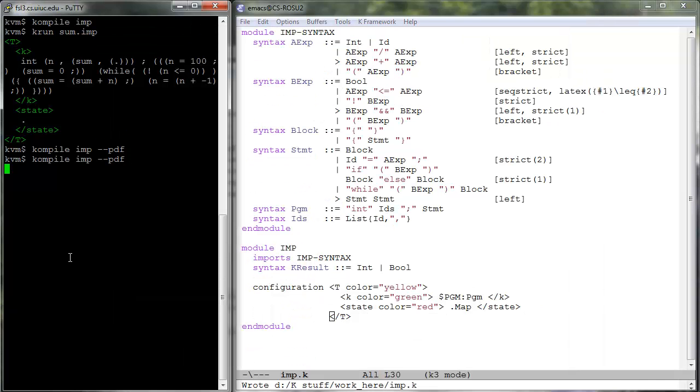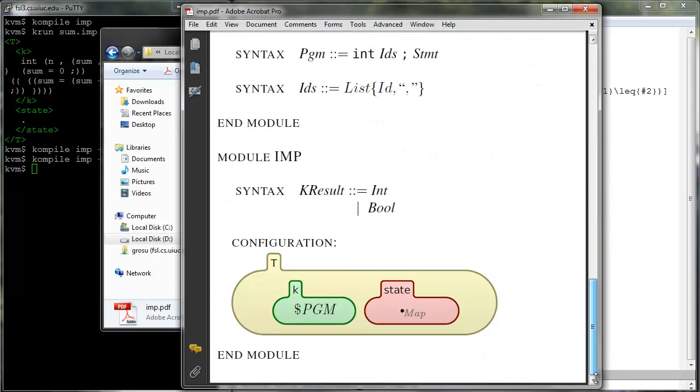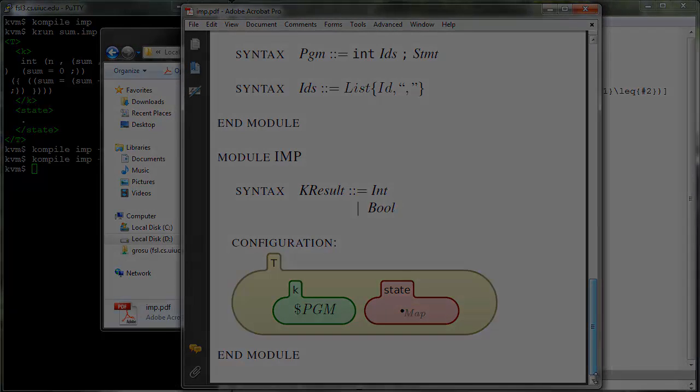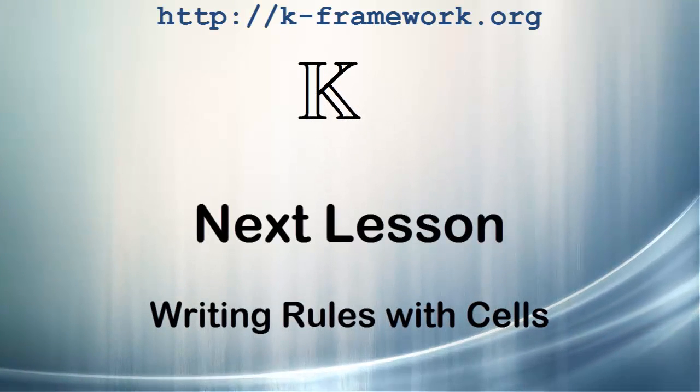Compile again with the PDF option and take a look at the new configuration. The cells should be now colored as indicated. In the next lesson, we will learn how to write rules that involve cells.